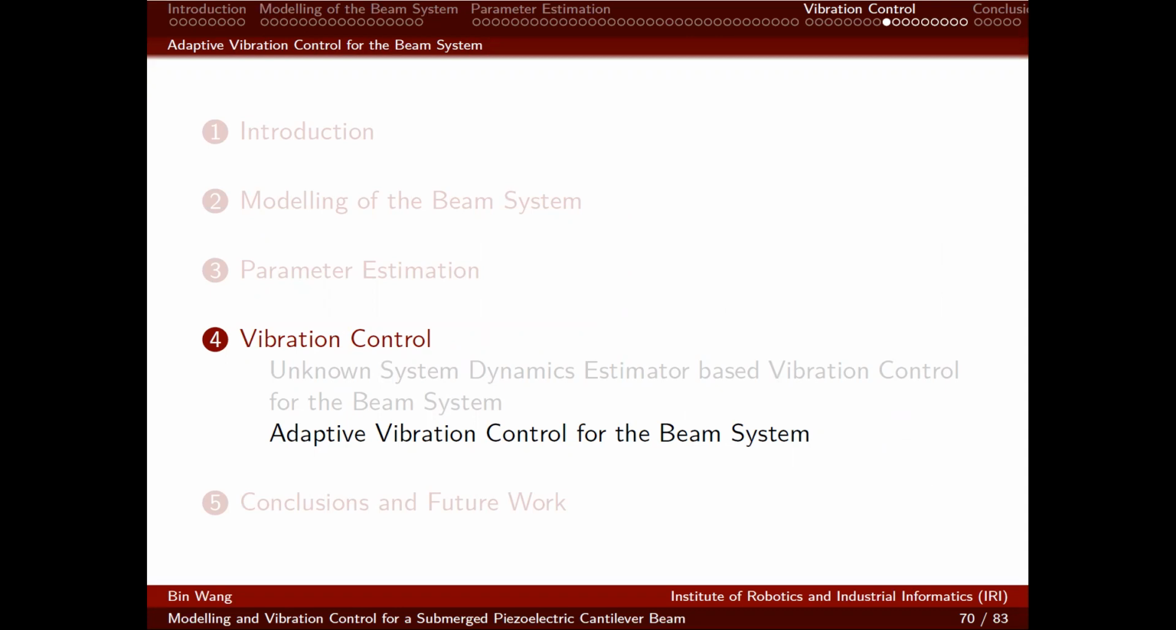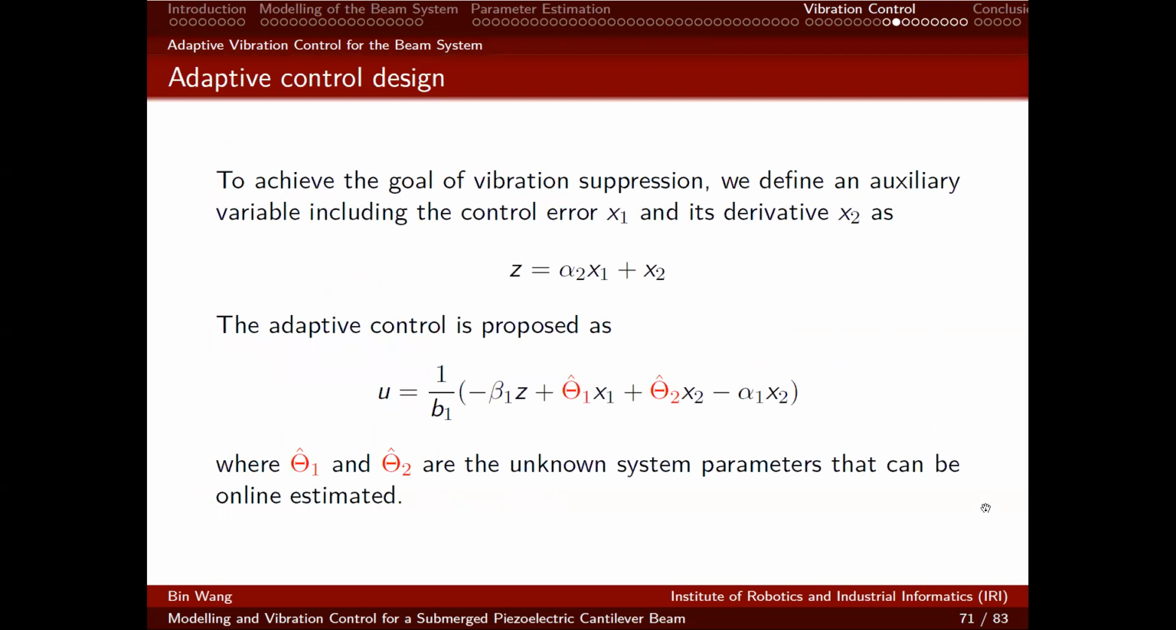Theoretically, it is better to estimate the parameters online to control this system because the system works at different conditions, like a system with other parameters. So that's why we design the adaptive control.